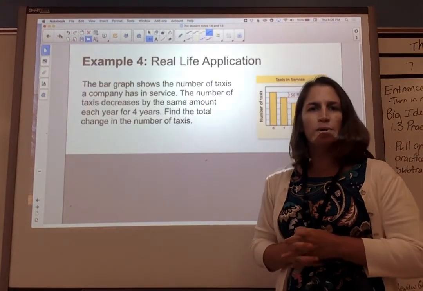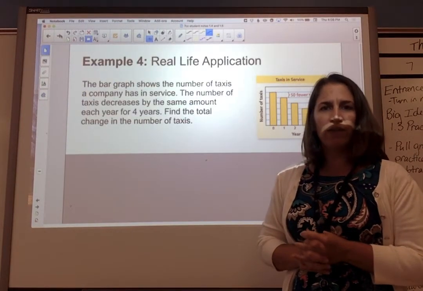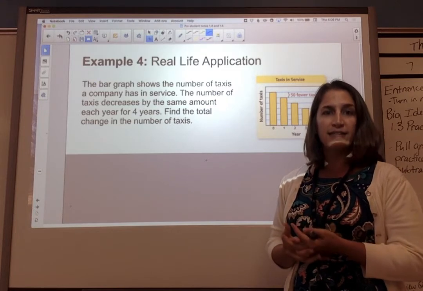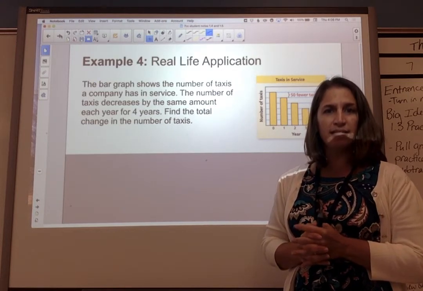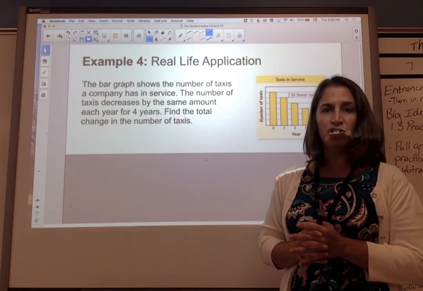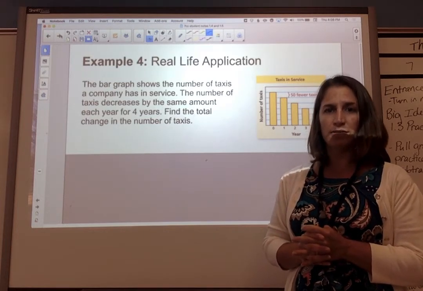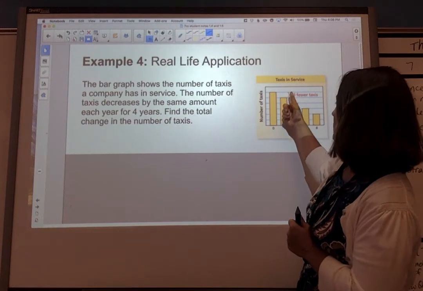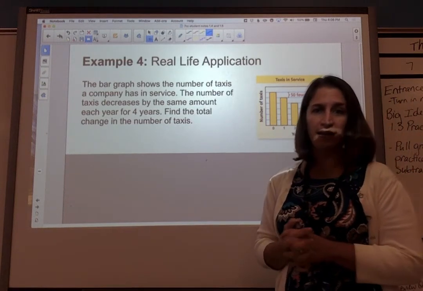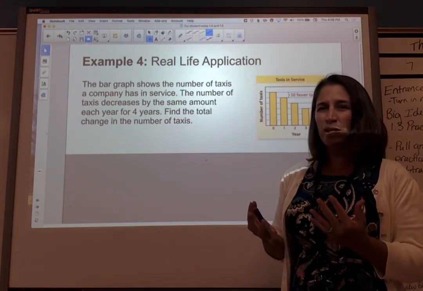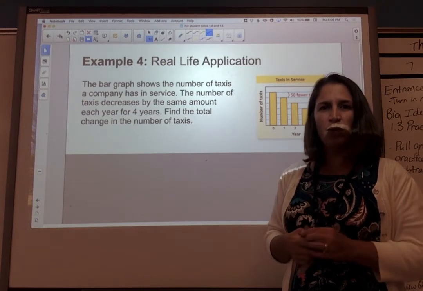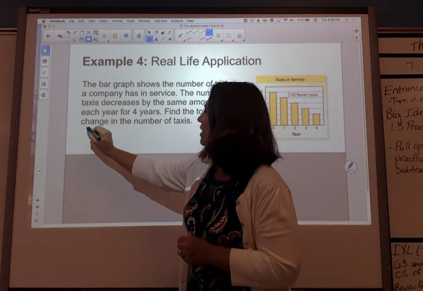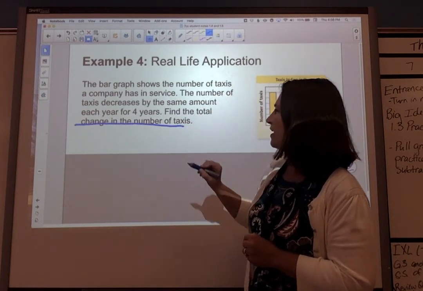All right, one real-life application here. Here we have this bar graph showing the number of taxis that a company has in service. This number of taxis decreases by the same amount each year for 4 years. And we can see from the graph that it's decreasing by 50 taxis each year. We don't really know where we start and where we end, but that's not important to this problem. What it's asking is for the total change in the number of taxis.